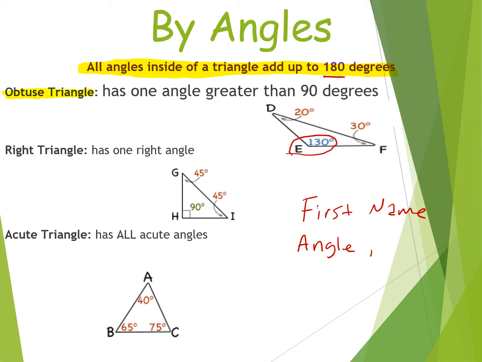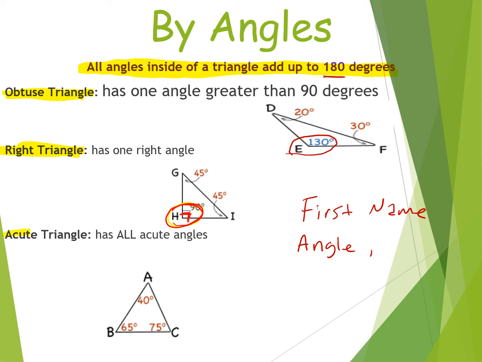The next angle we have is a right triangle. A right triangle is a triangle that has one angle in it that measures exactly 90 degrees. If it measures exactly 90 degrees, that's a right angle, usually identified by that little symbol there, and that makes the whole triangle a right triangle. So its first name would be a right triangle.